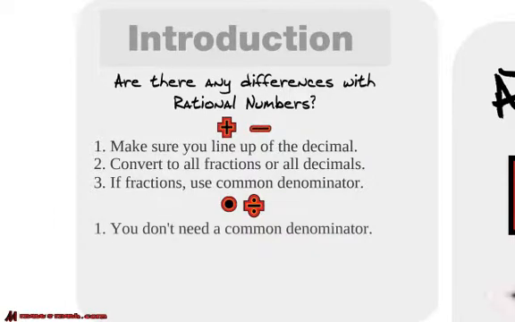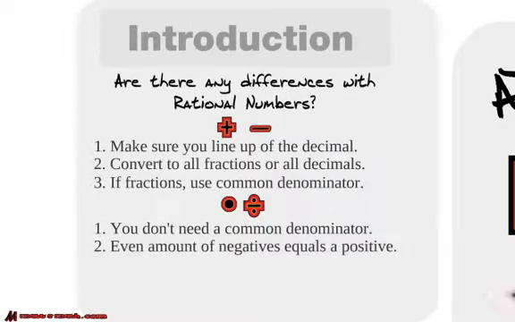Now with multiplication and division, you don't need a common denominator. Please don't make this mistake. Just multiply across. It's so easy to multiply fractions together. Now, if you have an even amount of negatives, when you sit down and point your finger at each of the negatives in the problem, and you have an even amount, the answer is going to be positive. If you have an odd amount, the answer is going to be negative.